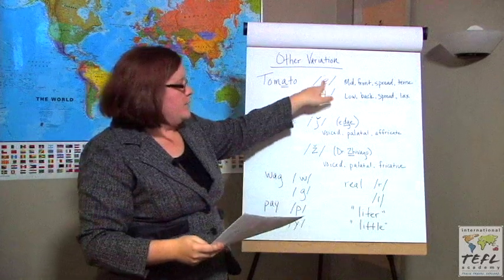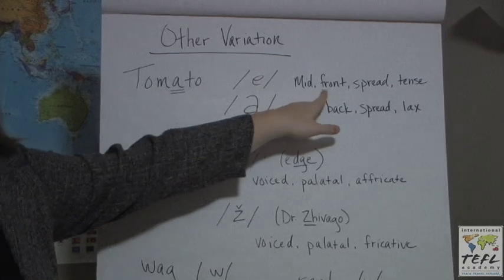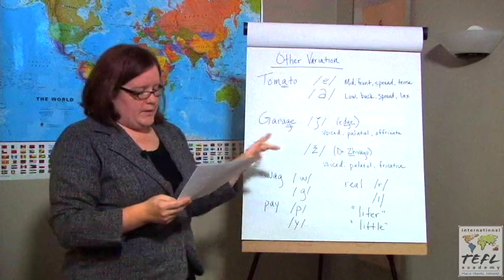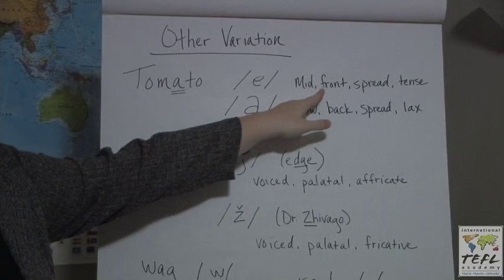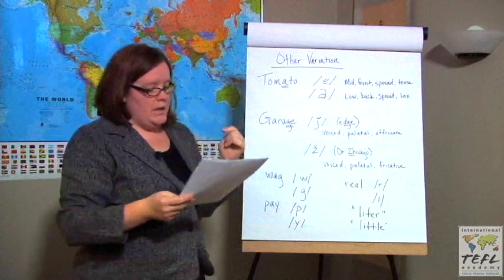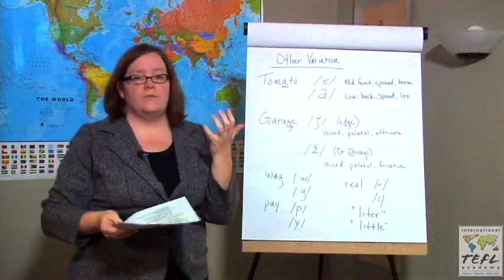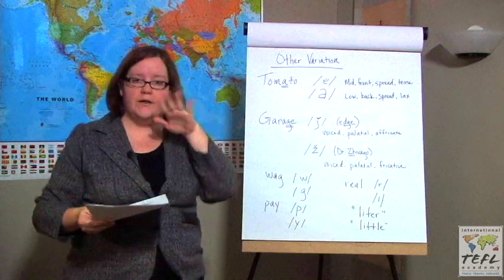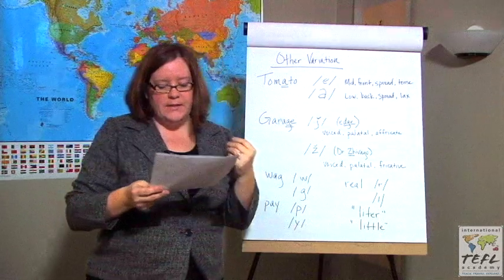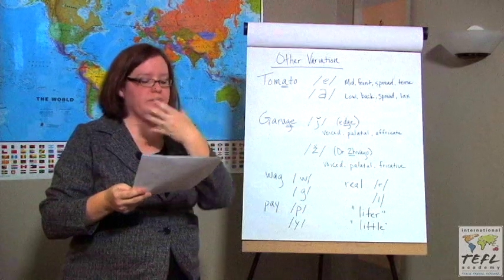That's the E symbol. So this vowel is a mid, front, spread, tense vowel. That's a lot to think about all at once. So let's go through these individually. So mid vowel, that means the tongue is not high or low in the mouth. Your tongue is right in the middle of your mouth. Front, that means the tongue is at the front of your mouth. And when you say tomato, your tongue moves to the front of your mouth. Spread, that means that the lips are relatively spread apart, but not rounded, just spread.